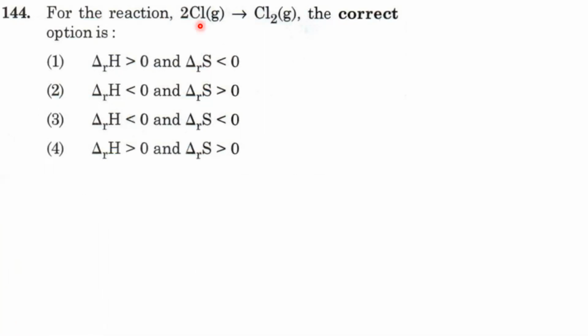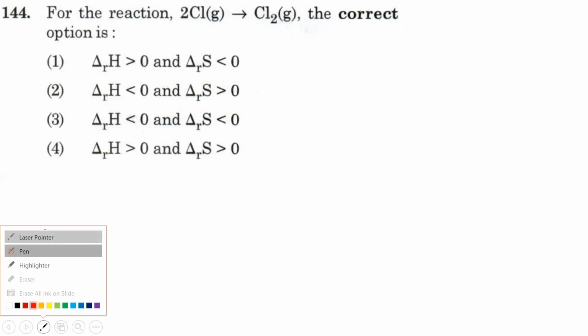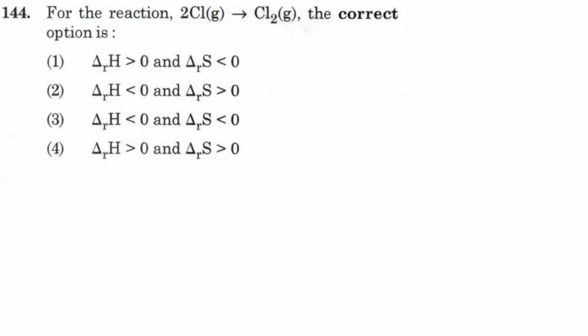Now for the reaction, 2 chlorine atoms gives Cl2, the correct option is? Chlorine atoms combining to give a chlorine molecule means a bond is produced. Bond is produced means energy is liberated. Energy is liberated means delta H is negative, exothermic. Delta H is negative, meaning less than 0.